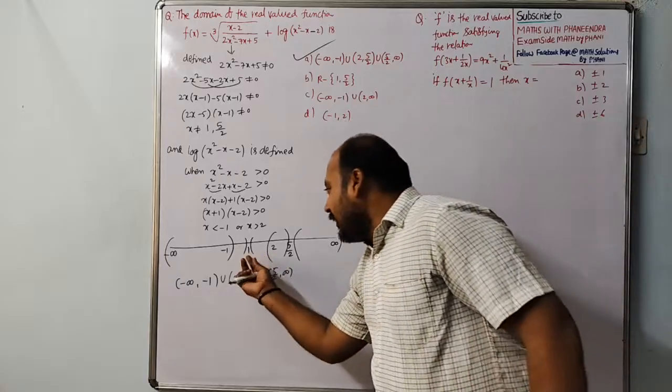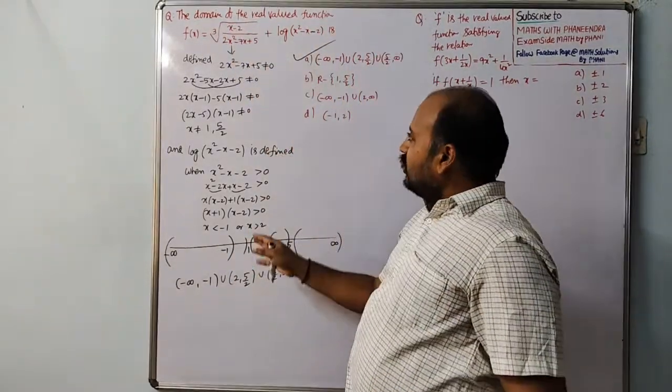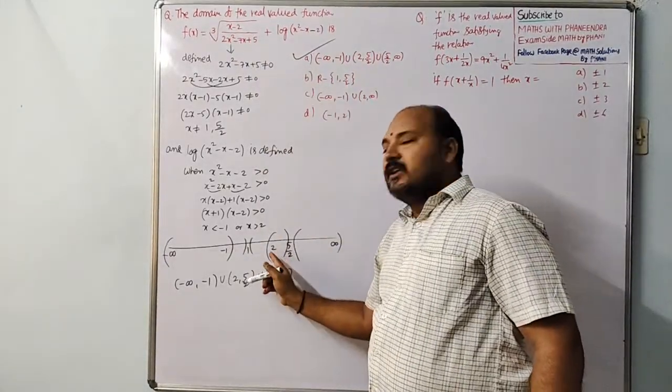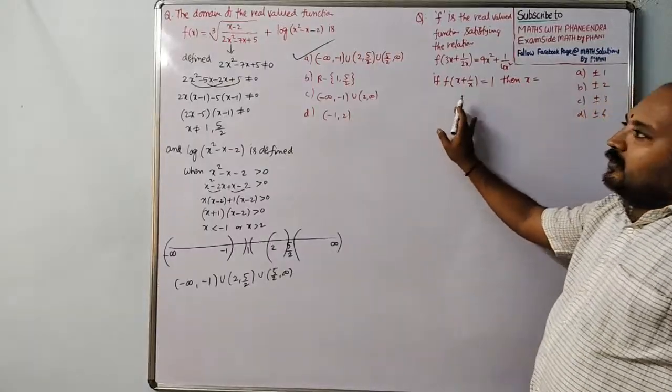Why sir you are not taking this one? Here x minus 2 is greater than 0. So that is the reason we are taking greater than 2 values. Okay, now come to here.